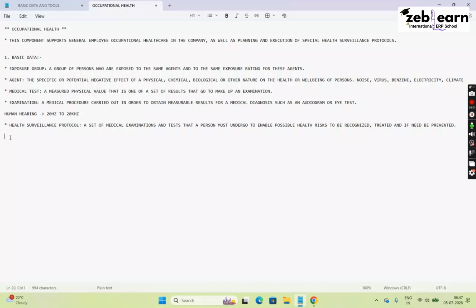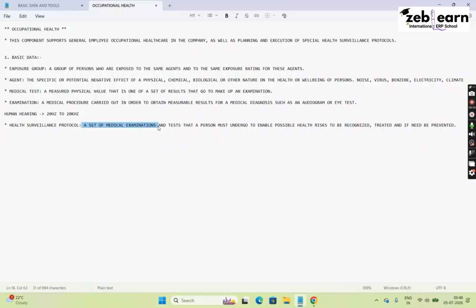So what do you understand by this health surveillance protocol? It is a set of medical examinations. Here different types of medical examinations and different types of medical tests will be done on a person. That person has to undergo this particular medical checkup, so that we can identify the health risk, and if there is any health risk, we can start the treatment, and in many cases we can also do the prevention.